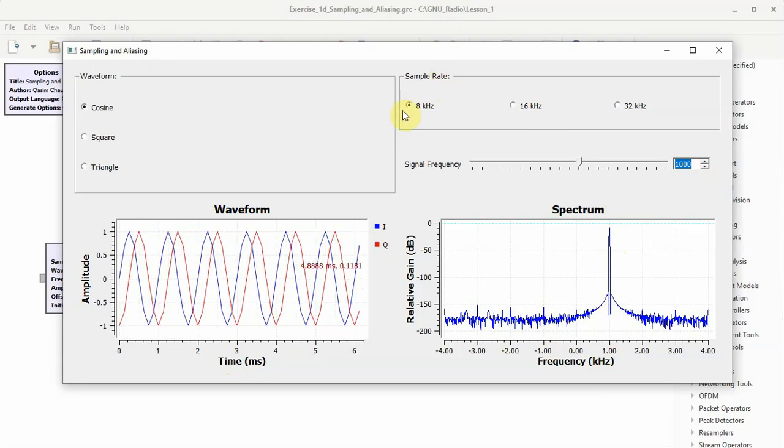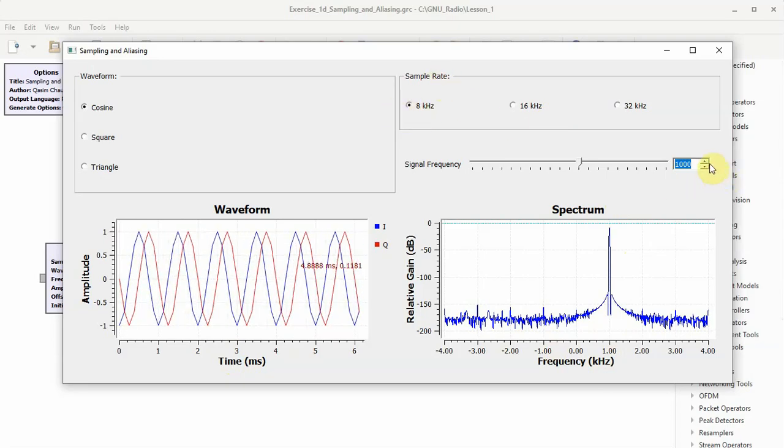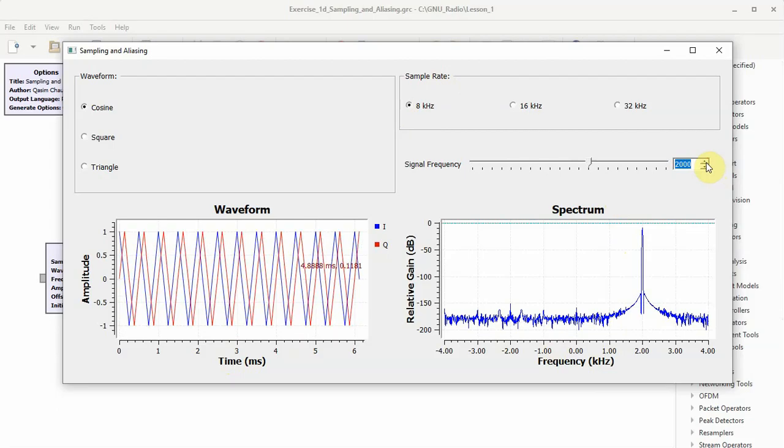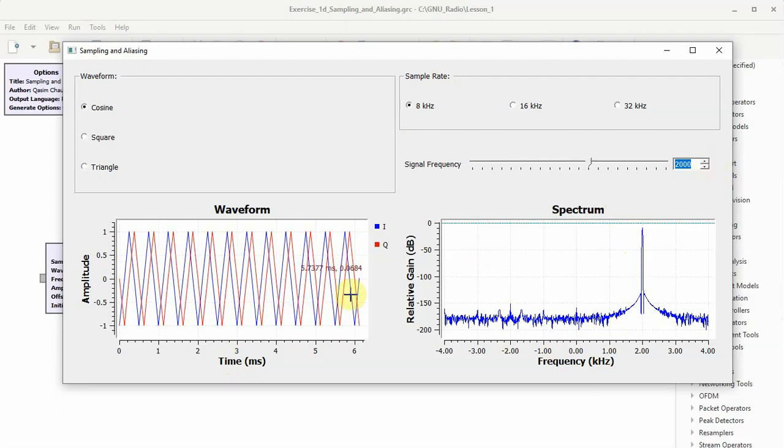The sample rate we have chosen is 8 kilohertz. What happens when we increase the signal frequency to 2000 hertz, 2 kilohertz?